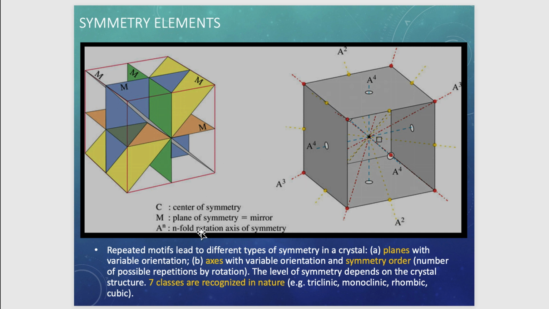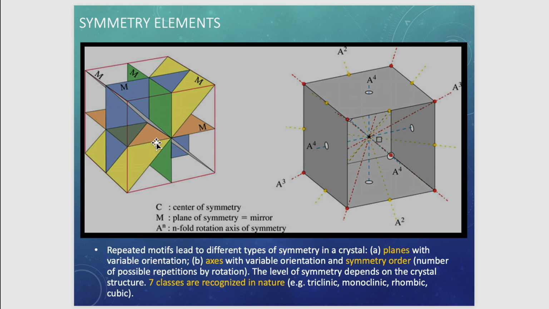So you have n-fold rotation axes of symmetry that start from the center of the cell and can be normal to all the faces in this cubic example, or actually intersect the corner coordinates of the cell, as well as the midpoints of the edges of the cube. If you rotate this cube along these axes by a specific angle, it will end up in the same position. That is an indication that these are axes of symmetry.